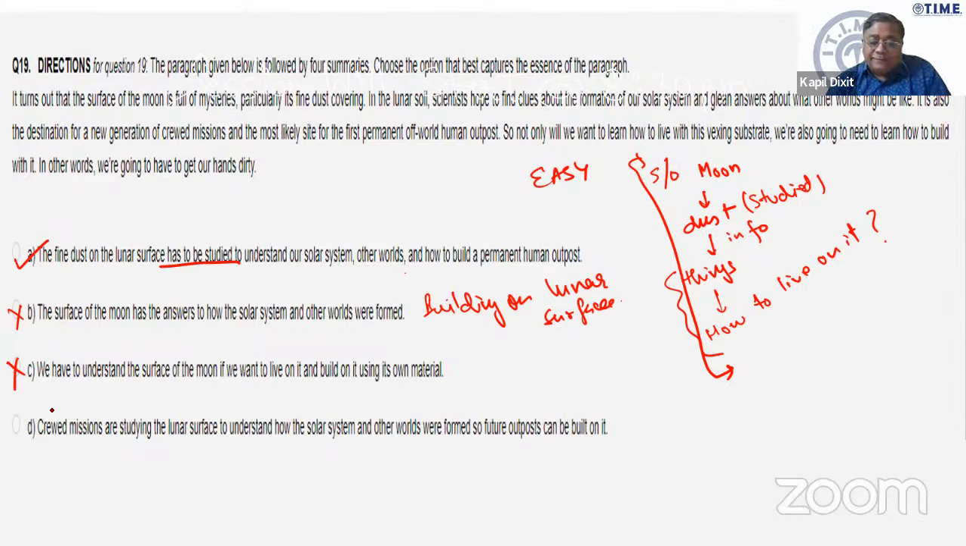And now D, crewed missions are not studying the surface to know how the solar system and other worlds were formed. The para says it's also the destination for crewed missions. So वो तो नहीं पढ़ रहा है. Hence this is wrong. So one could have easily marked A as an answer, except for choice number B, which is partially true, but not covering the whole passage. आप confuse हो सकते थे, B mark कर सकते थे, ठीक है? But again, this question one could have easily attempted. One question you could have easily attempted, okay?